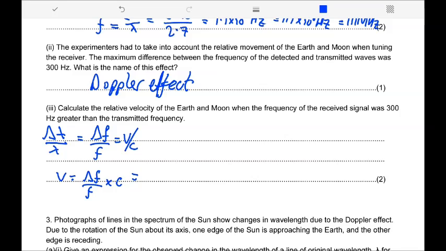Well, we've been told in the question that the change in frequency is 300 Hz. So delta f is 300. And we worked out in the previous question that the frequency was 111 megahertz. So 111 times 10 to the 6, or 111.1. Multiply them by the speed of light, which is 3 times 10 to the 8. This gives us approximately 810 meters per second, because it's a speed.